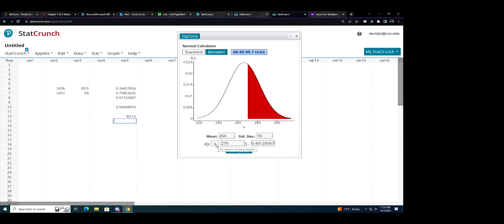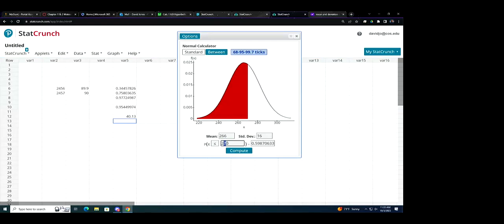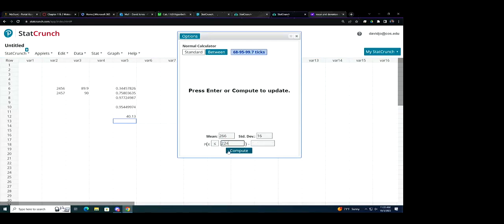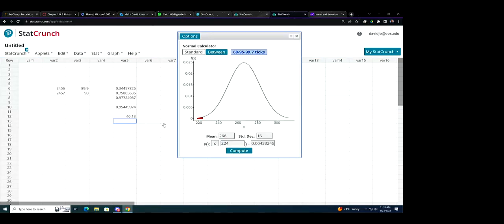If we want to do the preterm babies that are less than 224, oh, that's barely anything, 0.43. Look how small that is. After we move 2 decimal places, 0.43. Was it 224? Yep. And that's percent, 0.43%.